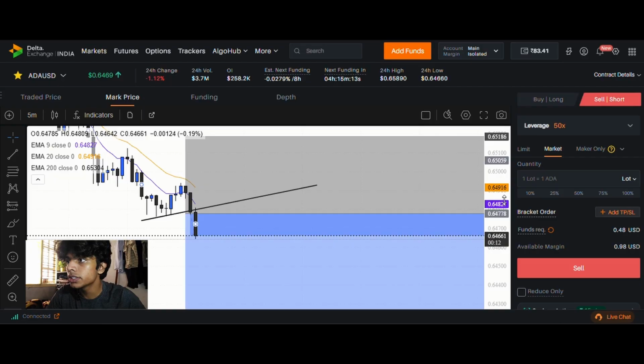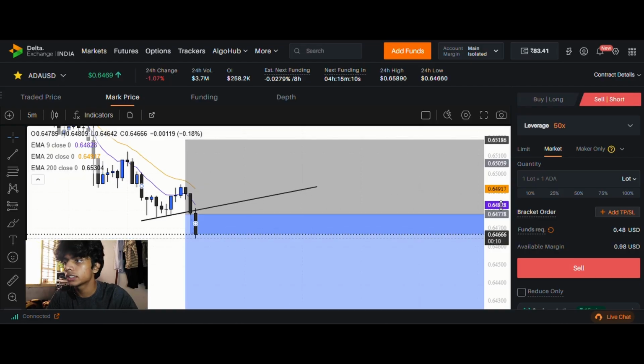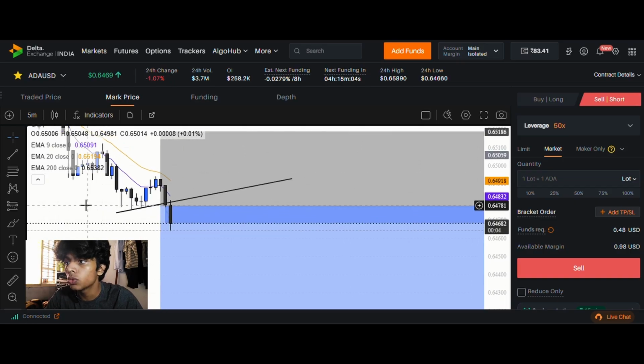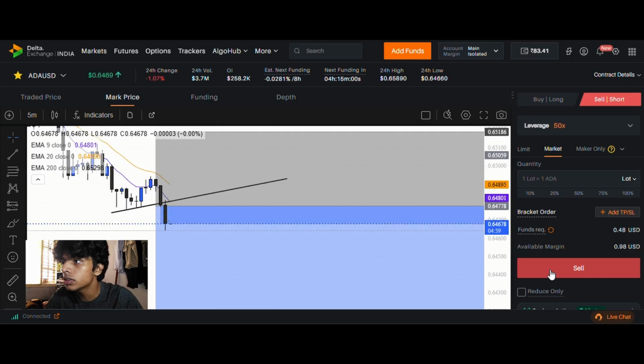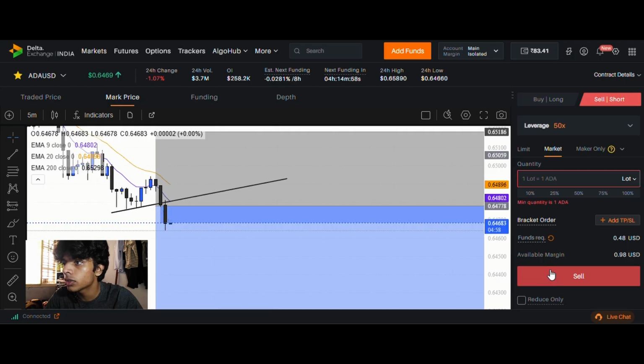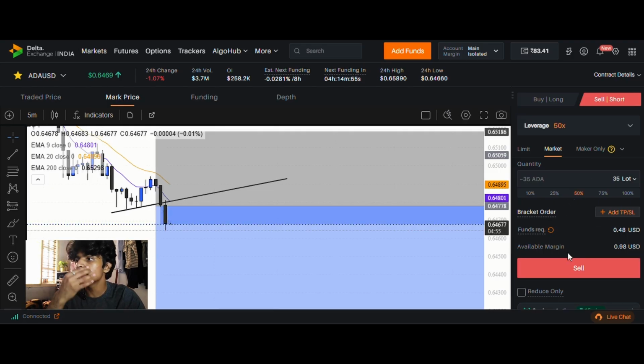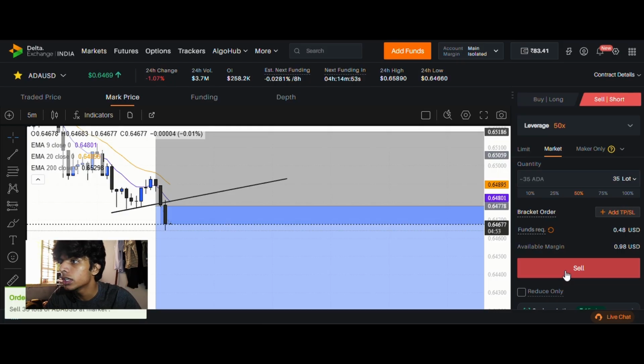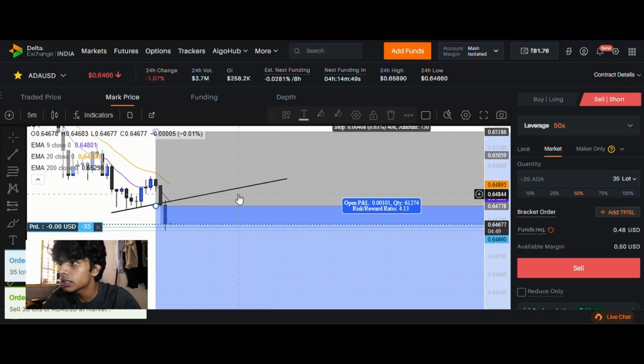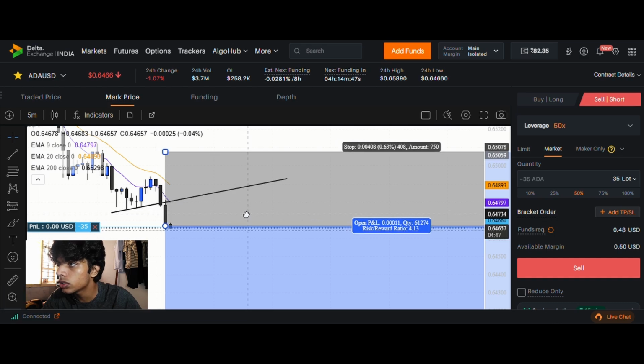So guys, as you can see over here, the price has had a beautiful candle towards the downside under the trend line, which is absolutely beautiful. I'm going to enter the trade right now. Over here, I'm going to sell. As you can see, I took the sell order right now, and I'm going to set my tool onto the order.